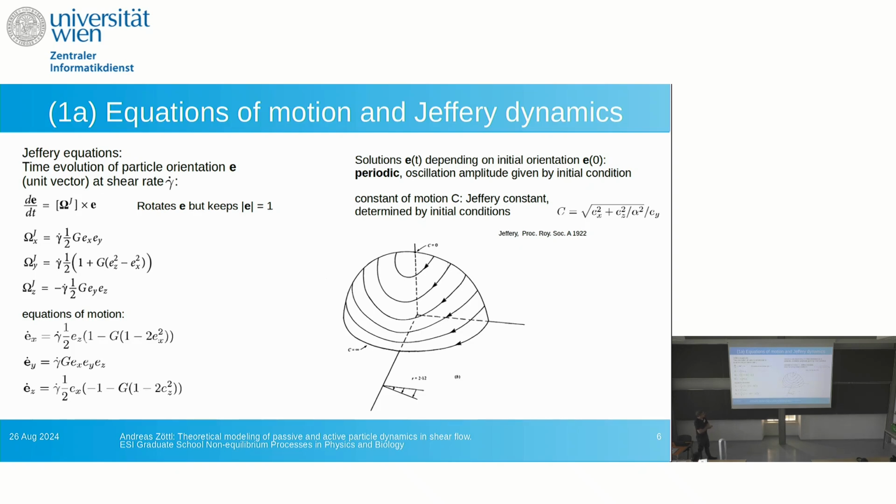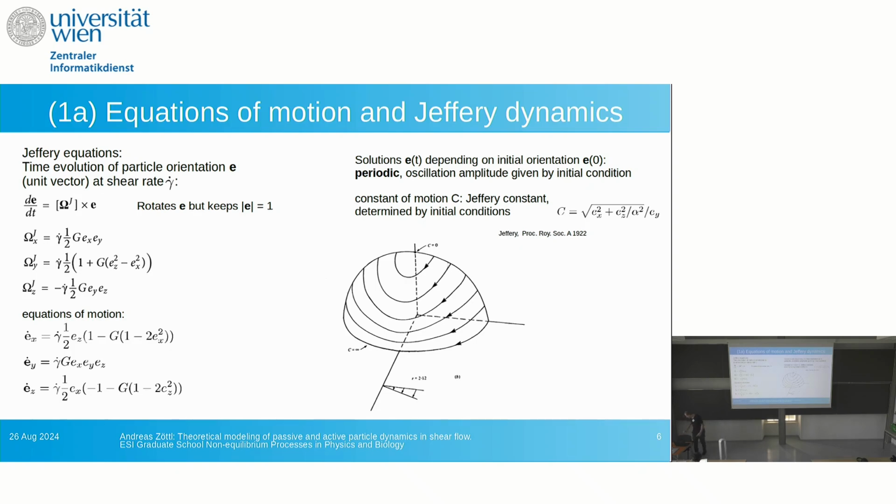Yeah, sorry, I forgot to write down here the reference. But what you can see is this is the flow direction, here is the shear direction, and this is the vorticity direction. And then a particle always performs this kind of periodic motion, in this direction, on a unit sphere. Yeah, and these different curves correspond to different initial conditions.